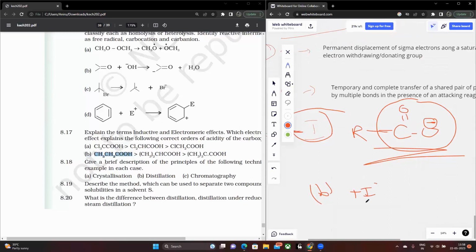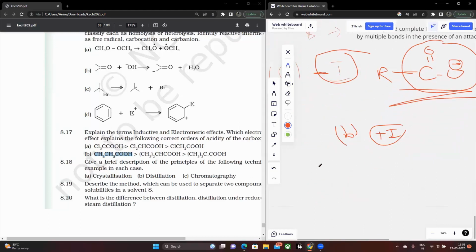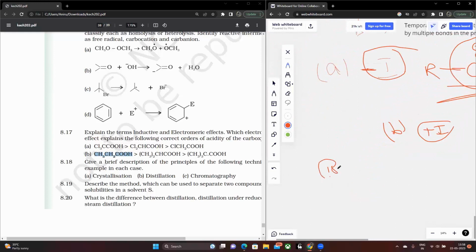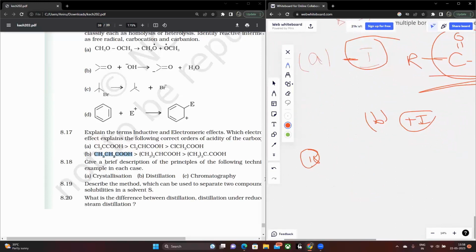B is explained by the plus I effect. Question 18 is largely theoretical: give a brief description of the principles.